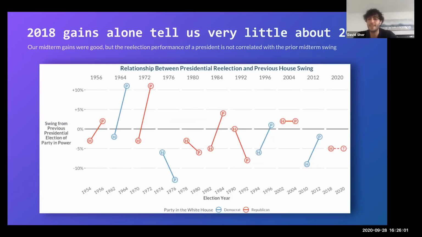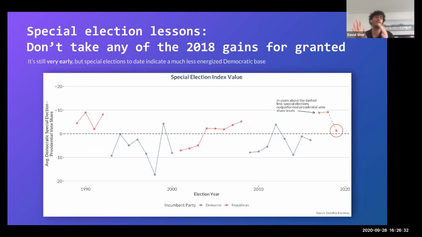The first thing is coming out of 2018. 2018 was a good year for Democrats, and a lot of people wanted that to be a sign of optimism. The important thing is that there's no correlation historically between how well a midterm goes for the party in power versus the party out of power and how they do in the next presidential election. Intuitively, 1994 was really bad, 2010 was really bad for Democrats, but then 1996 and 2012 were just fine. Next slide.